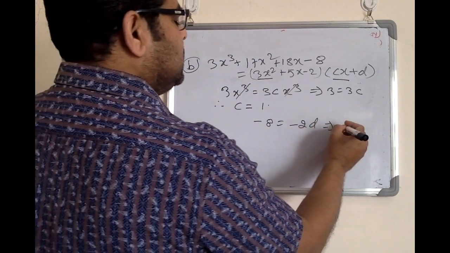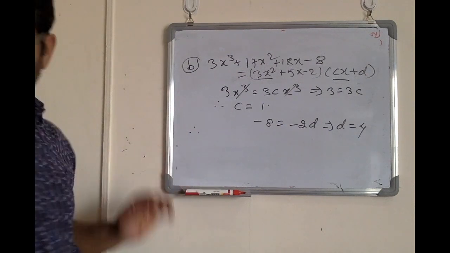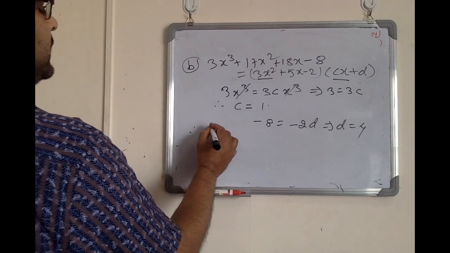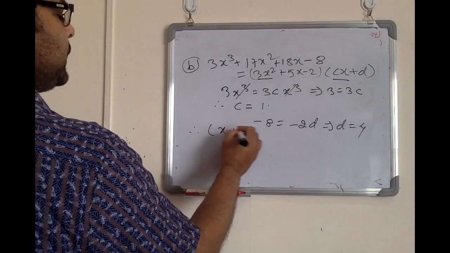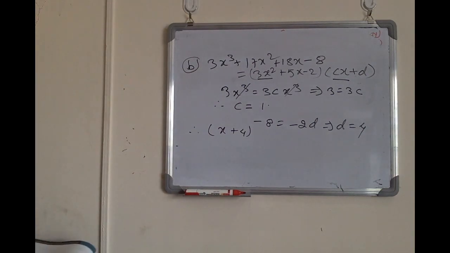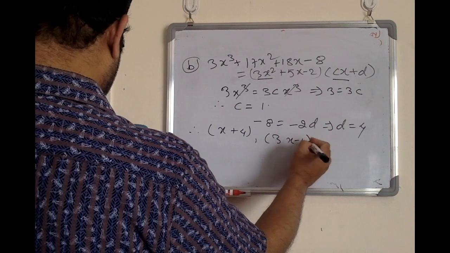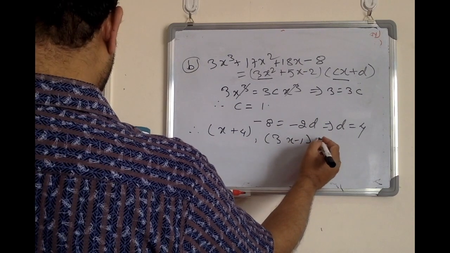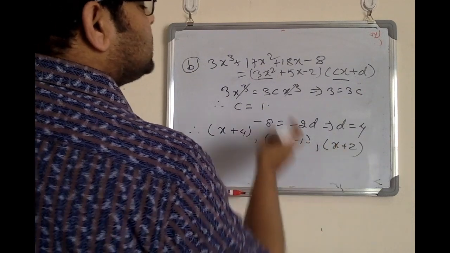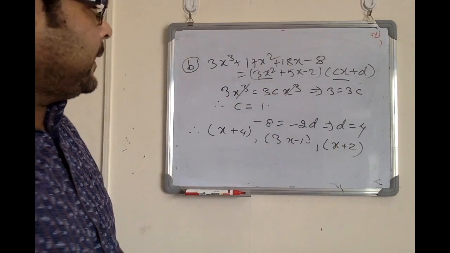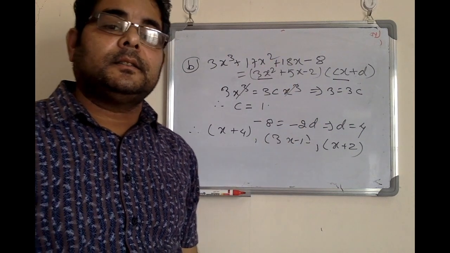Therefore, in this case, the d value is going to be 4. So one of the factors is c is 1, so 1x plus 4, and the rest of the factors were 3x minus 1 and x plus 2. So this is also a way that you can factorize, by comparing the left hand side and right hand side.